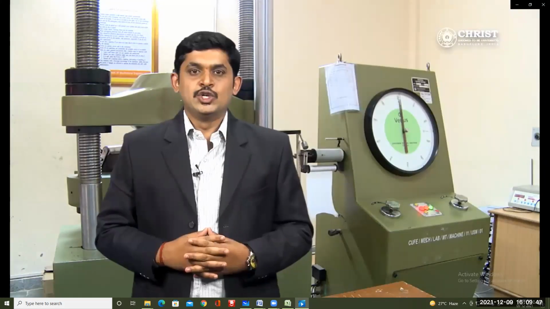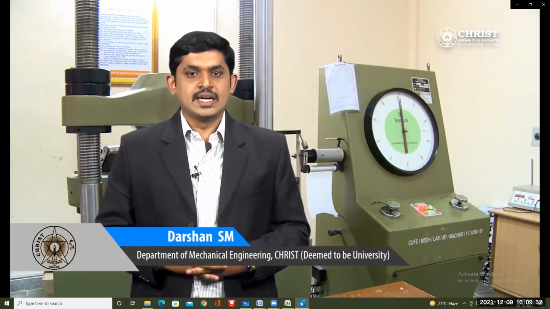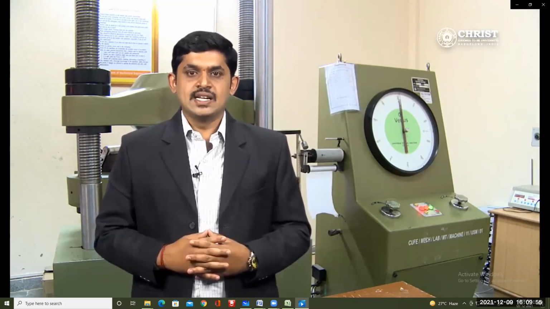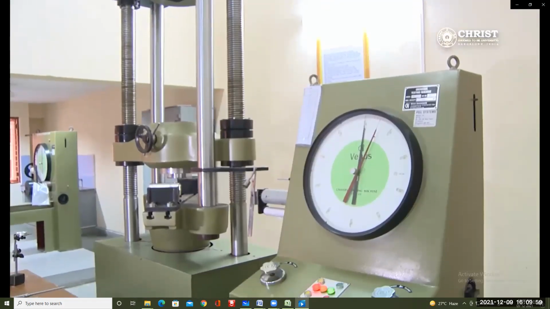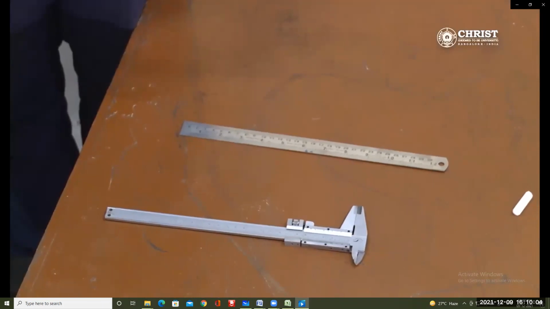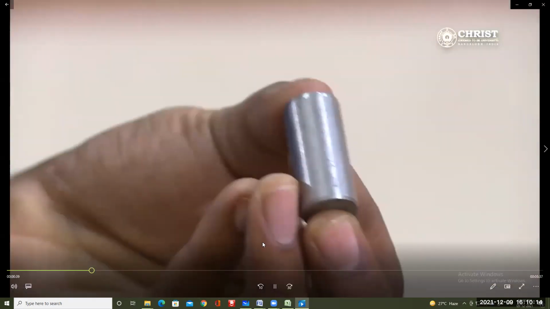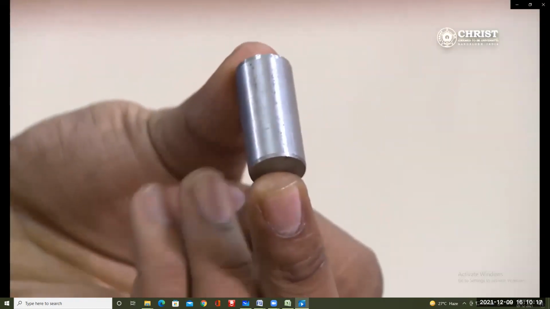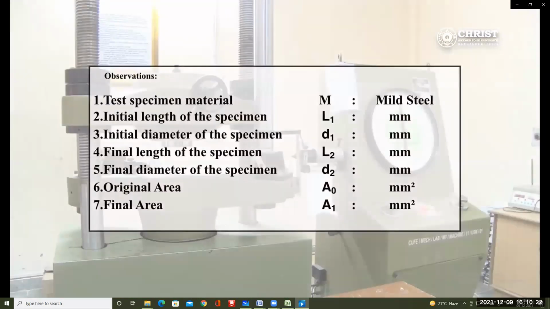Hi friends, today we are going to conduct compression test. Aim of this experiment is to conduct the compression test on this mild steel specimen. Apparatus required are UTM, that is universal testing machine, test specimen, vernier caliper, steel rule and extensometer. According to ASTM, that is American Society for Testing and Materials, mild steel specimen of 12.7 mm diameter and 25.4 mm length is used. Approximately, we are using the specimen with same dimension.